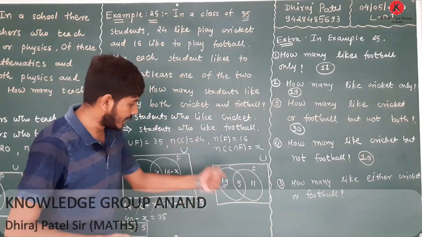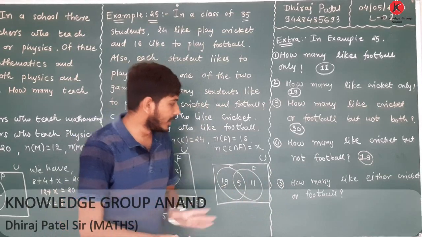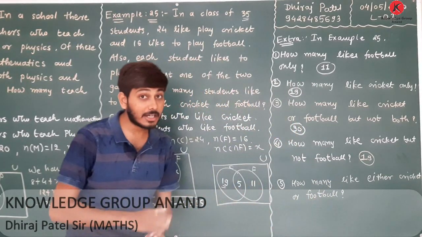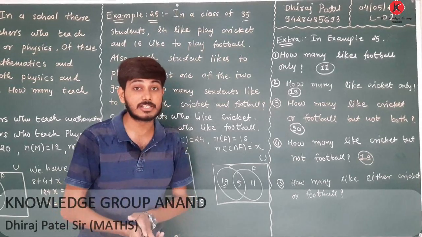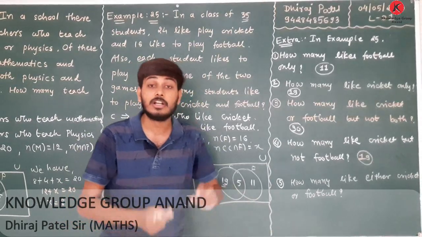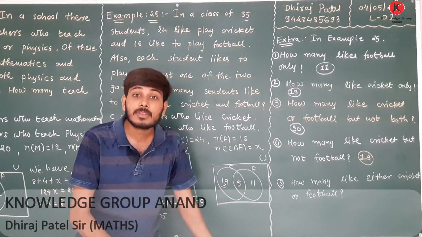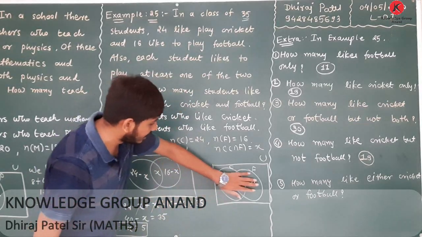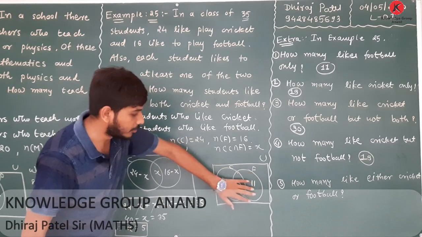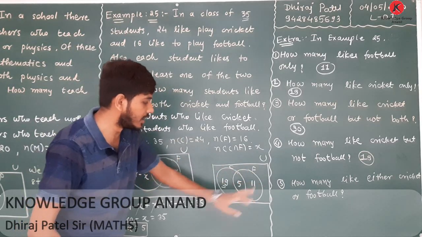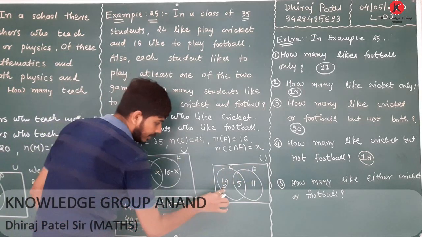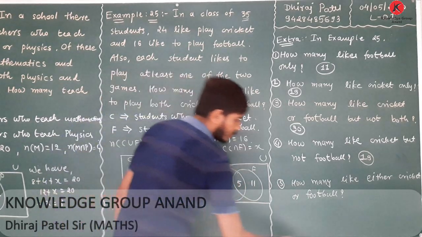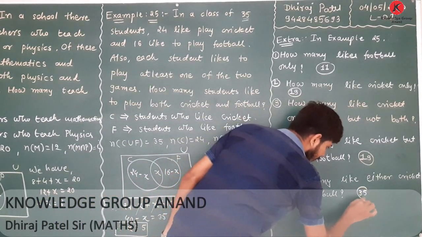Clear? Next one, the fifth question. How many like either cricket or football? Either cricket or football means at least one of them. Therefore the answer is the total number of C union F. Therefore the answer is 19 plus 5, 24, 24 plus 11, which is equal to 35. Clear?